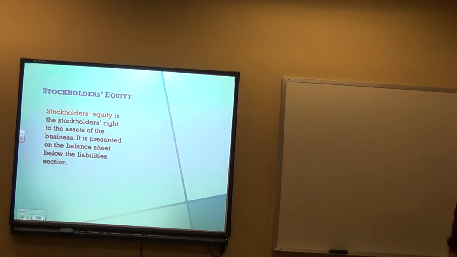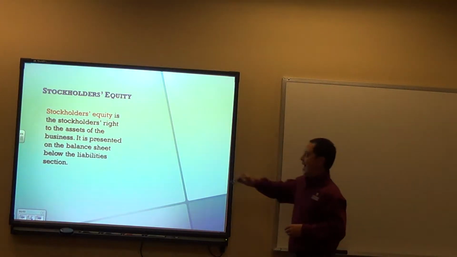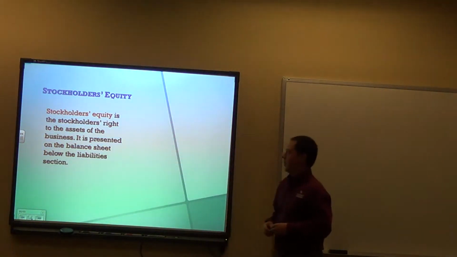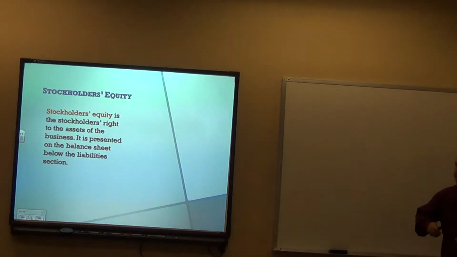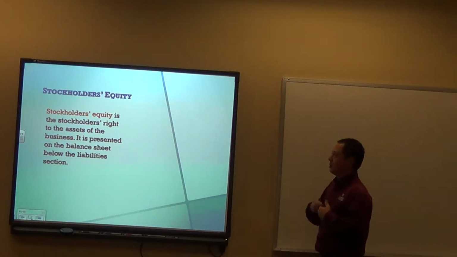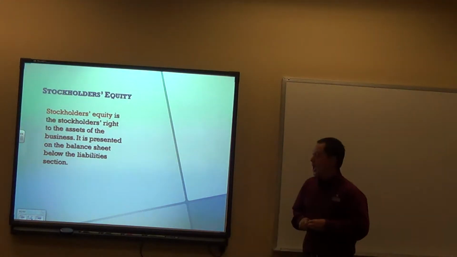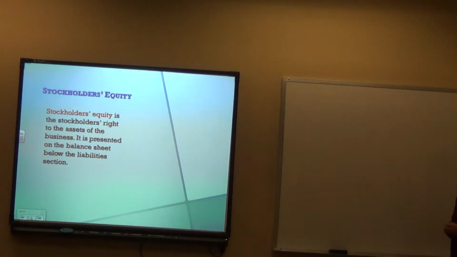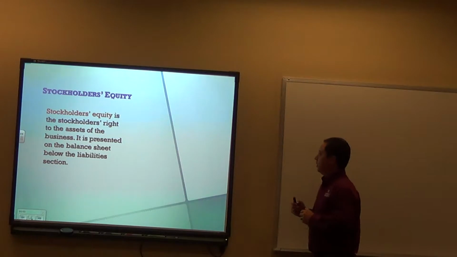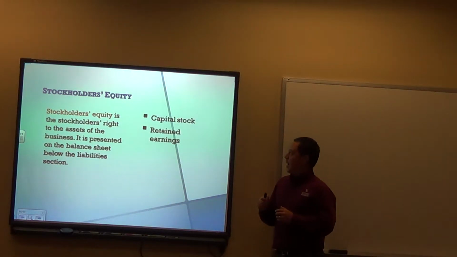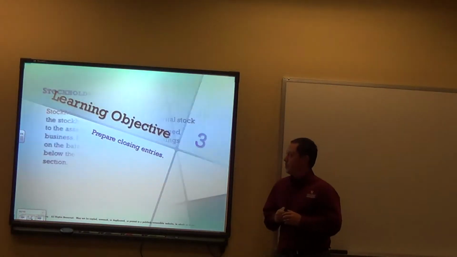Then you have your stockholders' equity here, which is the right to the assets of the business. It is presented on the balance sheet below the liability section. So it's the rights that the stockholders have towards the assets there. Okay? All right. So that's capital stock, retained earnings, and those types of things.